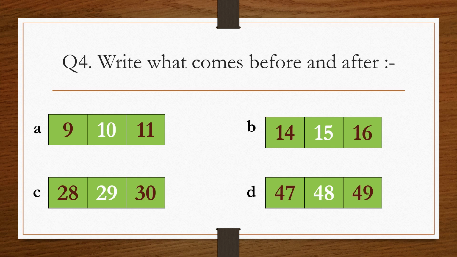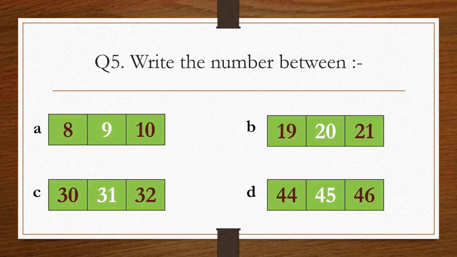C, 29. On the left hand side what comes before 29? That is 28. And what comes after 29, on the right hand side? That is 30. 28, 29, 30. Answers are 28 and 30. D, 48. Left hand side what comes before 48? That is 47. Right hand side what comes after 48? That is 49. 47, 48, 49. Answers are 47 and 49.